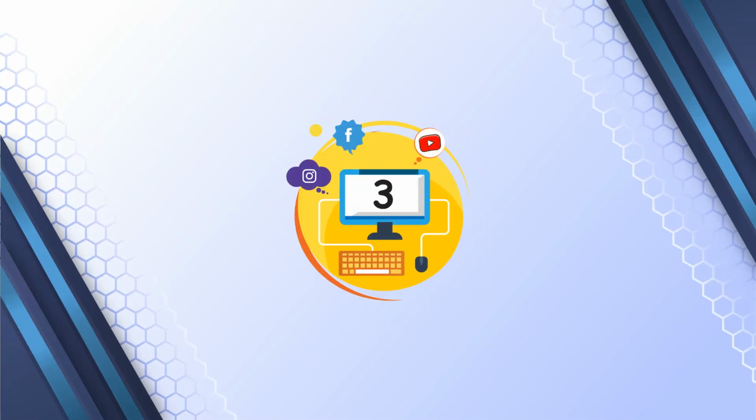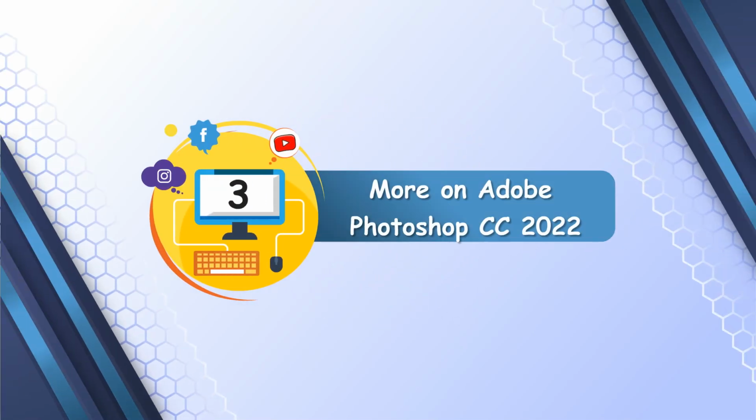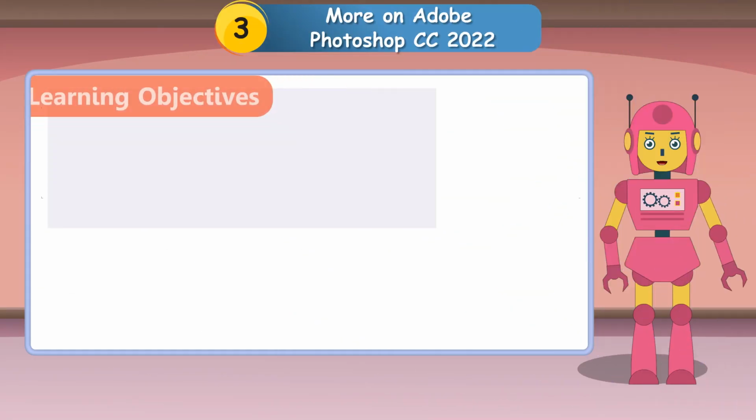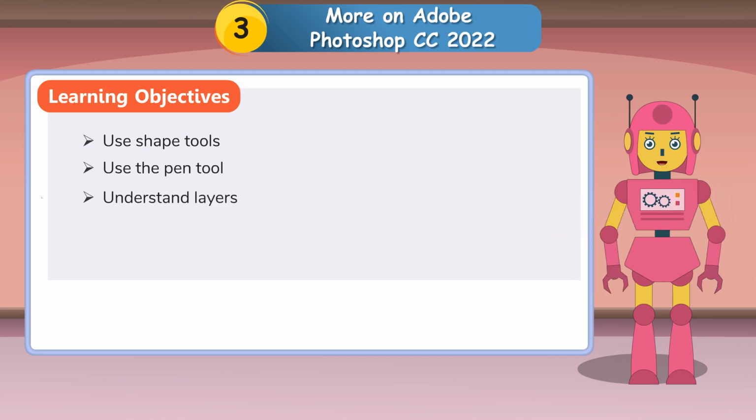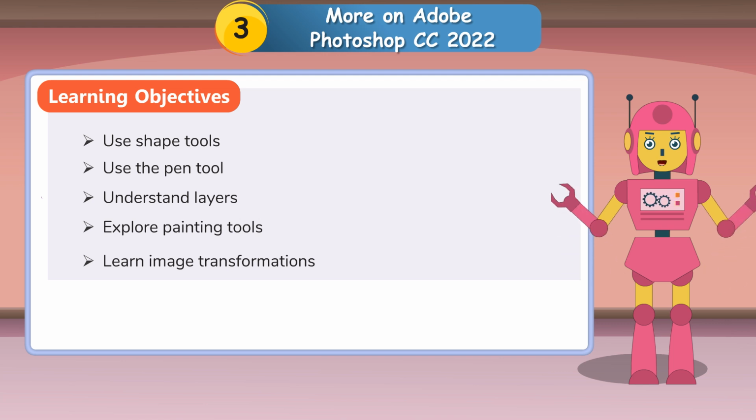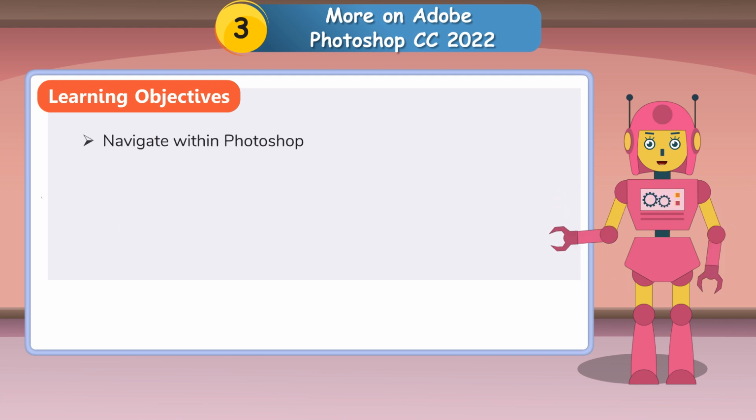Chapter 3. More on Adobe Photoshop CC 2022. Learning objectives. Use shape tools. Use the pen tool. Understand layers. Explore painting tools. Learn image transformations. Navigate within Photoshop. Use retouching tools.